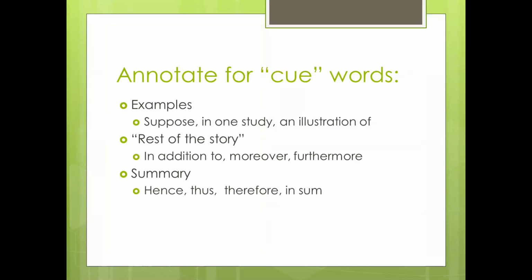In addition to annotating for those ideas, for social science texts specifically, you should look for keywords that are going to be leading to valuable information within the text themselves, including keywords that might denote examples, such as suppose or in one study. Look for keywords that tell the rest of the story, in addition to, moreover, furthermore, or summarize ideas, hence, thus, therefore, in sum.